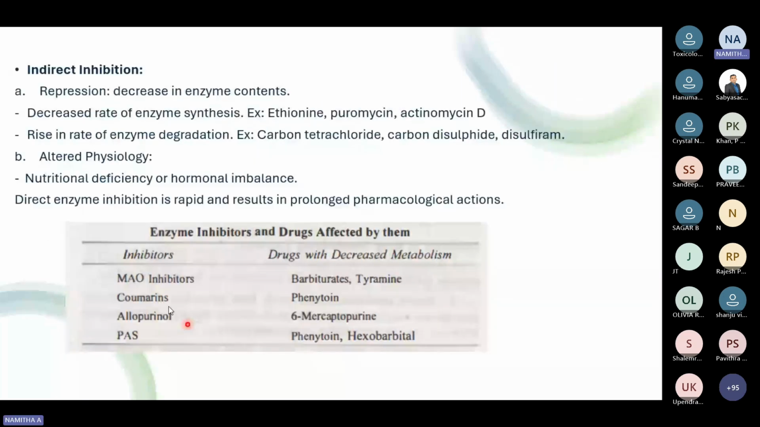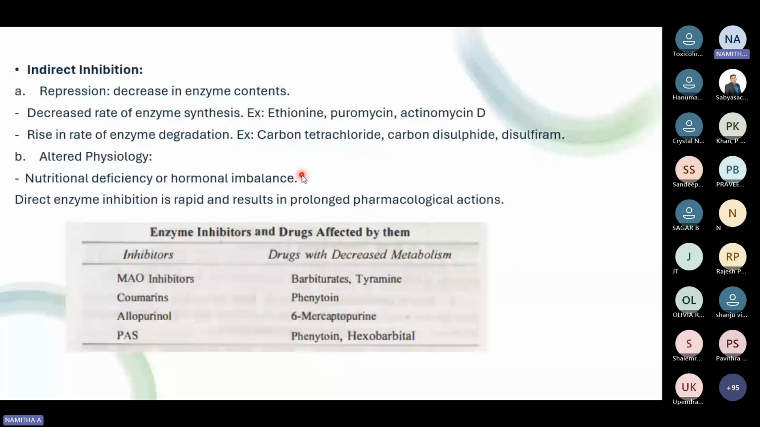Indirect inhibition. Indirect inhibition occurs in two ways. One is repression, that is a decrease in the enzyme contents, and another one is altered physiology. Repression is a decreased rate of enzyme synthesis. For example, when we take ethionine, puromycin or actinomycin D, there will be a decrease in the enzyme contents. There can also be a rise in the rate of enzyme degradation. When we take carbon tetrachloride, carbon disulfide or disulfiram, this increases the rate of enzyme degradation. Altered physiology occurs when there is a nutritional deficiency or hormonal imbalance.